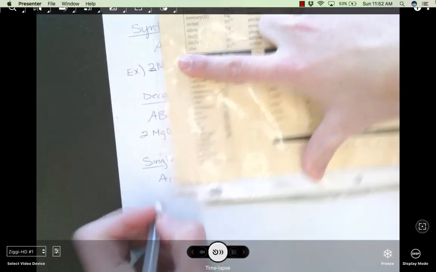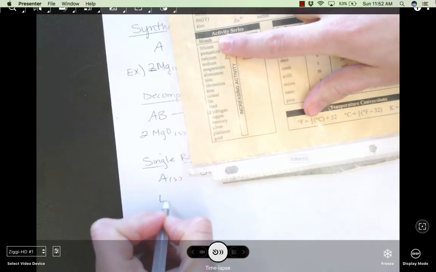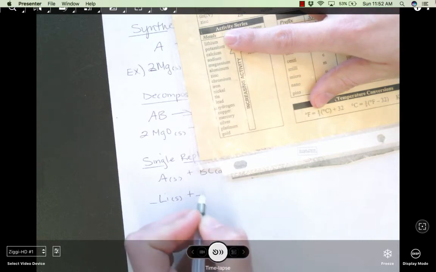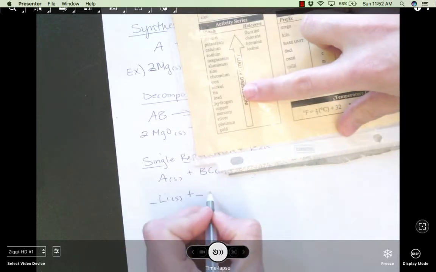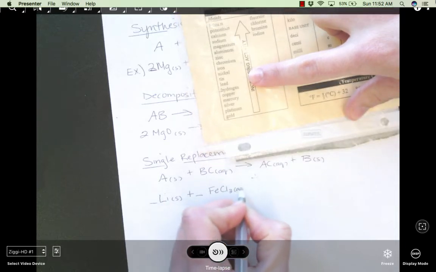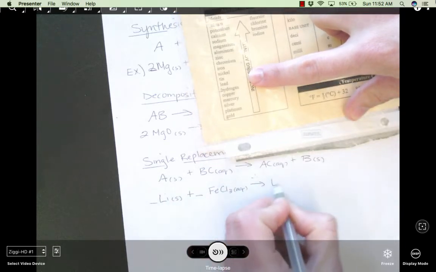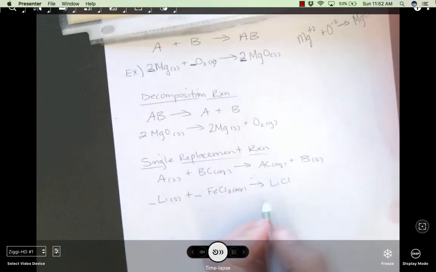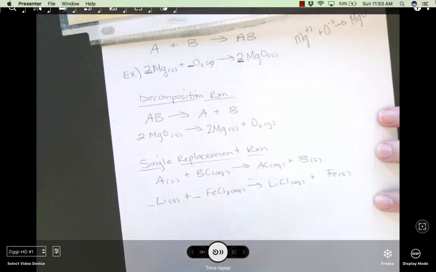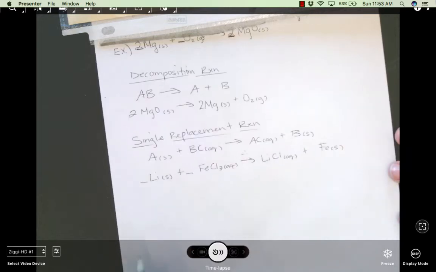So let's say that I have a solid piece of lithium just as my example, and I add it to something that's lower, let's say iron 3 chloride as an aqueous solution. It's going to produce lithium chloride as an aqueous solution, and iron is going to get left alone like that.